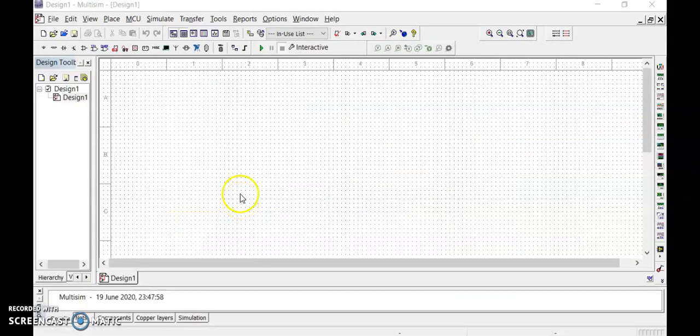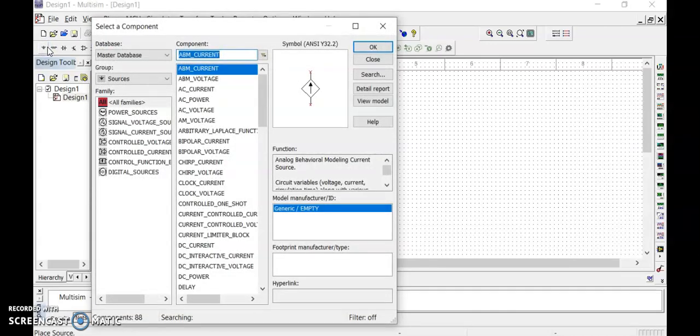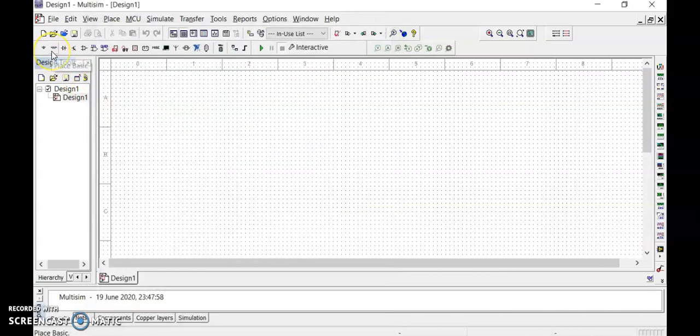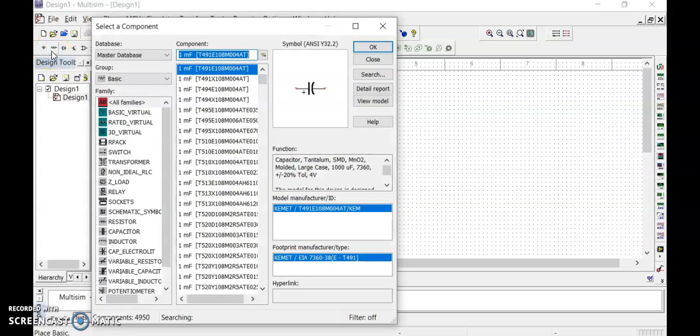I think all are familiar with this Multisim software. Again, I am going to explain. This is the file window. Here we can save our circuits. If you put the cursor here, it will show something. Suppose I am putting the cursor here. It is a source, and here we will find all the sources: power sources, signal voltage sources, current sources, like that.